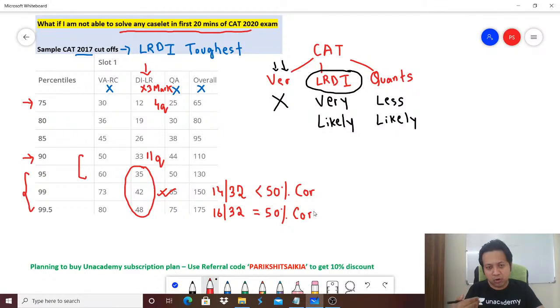A scenario where you are not able to solve any caselet in the first 20 minutes of the CAT is probably the reason behind it. One of the reasons could be that it is not your fault. The paper itself is very, very tough. So 20 minutes are over, you have not been able to solve any set, and is it justified? Probably yes. That might be the scenario with a lot of you.